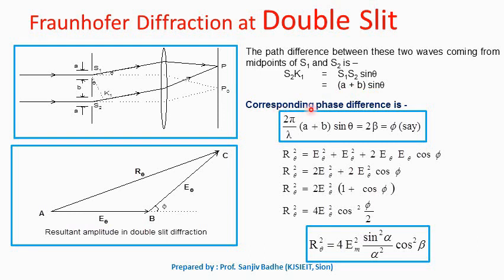So once we get the path difference, the corresponding phase difference can be written as 2 pi by lambda (a plus b) sin theta. We just multiply this path difference by 2 pi by lambda. Let us call this 2 pi by lambda (a plus b) sin theta as 2 beta, and that will be equal to phi, the phase difference between the two waves. We will represent this phase difference as an angle between the two vectors in this vector diagram.